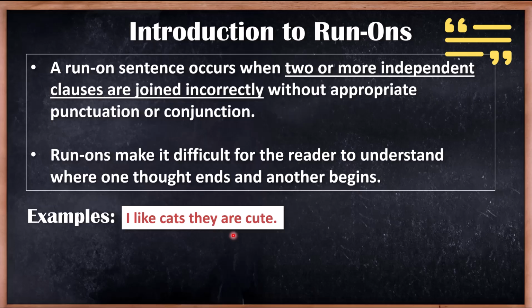I like cats, they are cute. This is a run-on sentence. We have two independent clauses that are joined incorrectly. I like cats. This is an independent clause. They are cute. This is another independent clause. But we can't just push two independent clauses together without adding appropriate punctuation.